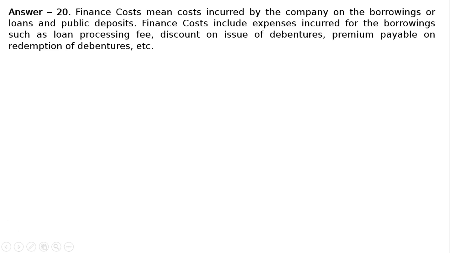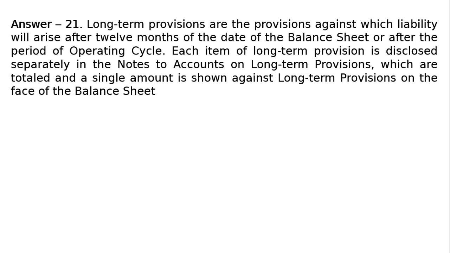Then question 21. Give the meaning of long-term provision. Answer 21. Long-term provisions are the provisions against which liability will arise after 12 months of the date of balance sheet or after the period of operating cycle. Each item of a long-term provision is disclosed separately in the notes to accounts on long-term provisions, which are totaled, and a single amount is shown against long-term provisions on the face of the balance sheet.